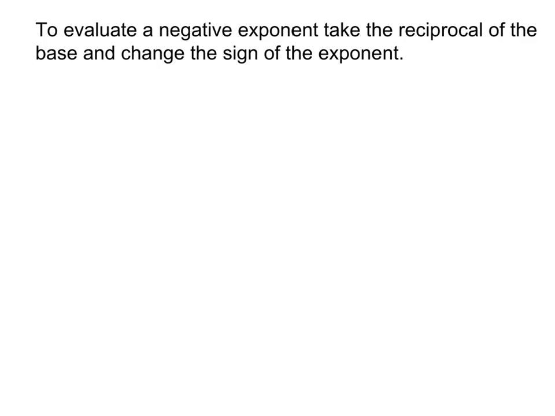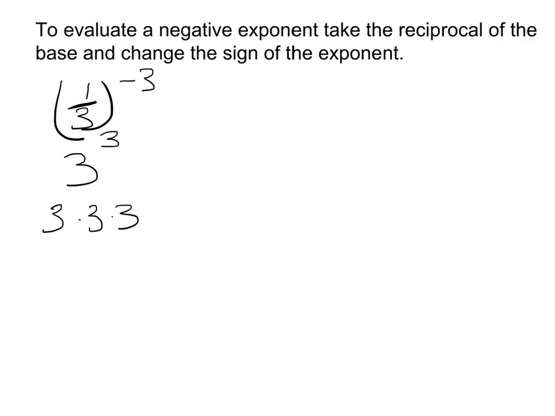So let's try a couple of examples. If I had 1/3 to the negative 3rd power, I'm going to take the reciprocal of the base, which would be 3, and I'm going to change the sign of the exponent. That would make it 3 to the 3rd. And 3 to the 3rd is 3 times 3 times 3, or 27.